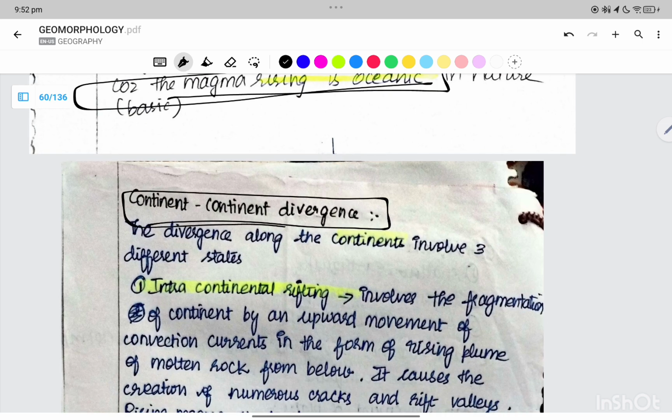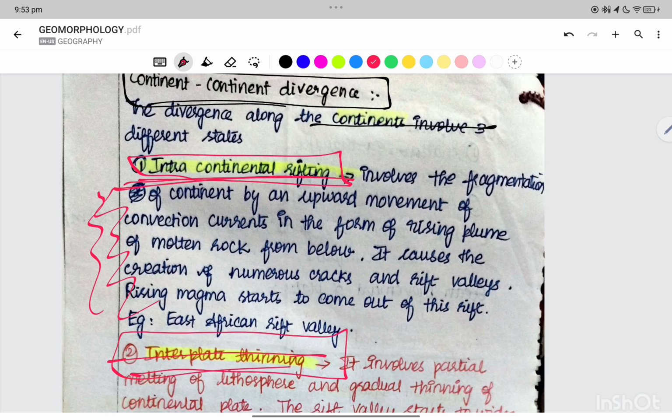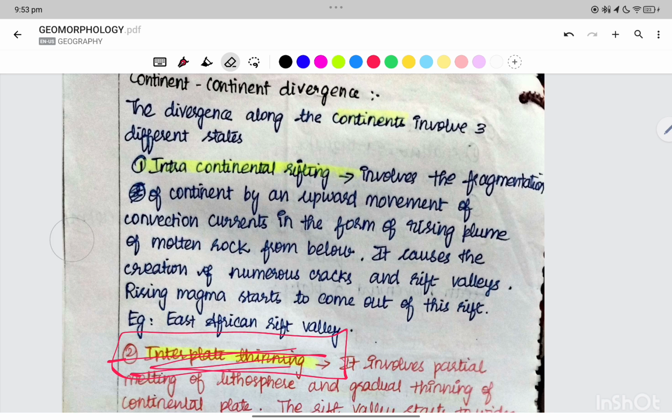Continent is having a divergence. Continent divergence occurs in three stages, intracontinental rifting. First, the continent is going to rift and the plate is going to thin. So, intracontinental rifting and interplate thinning. It involves fragmentation of the continent by upward movement of the convection currents. So the plate is being fragmented, and the fragmentation is because of the upward movement. Fragmentation of the plates.